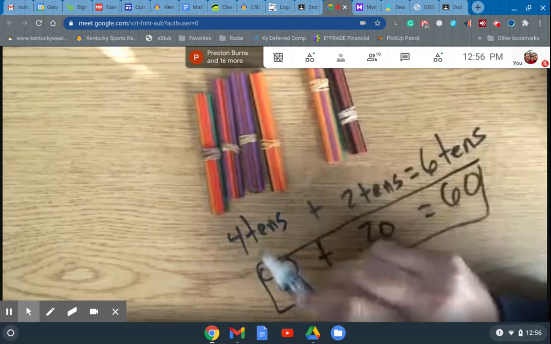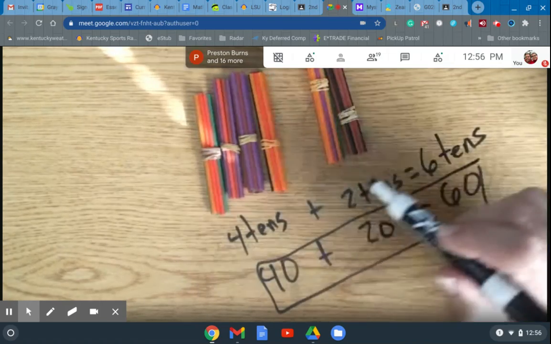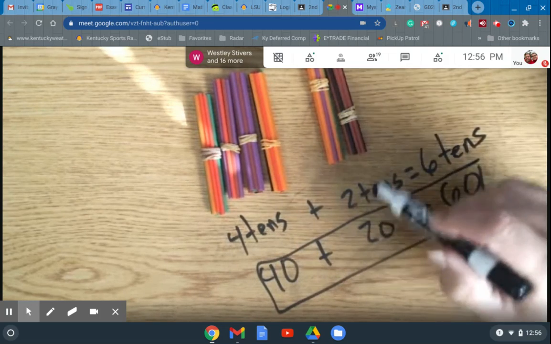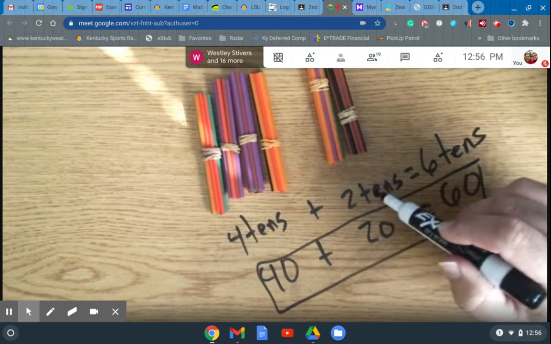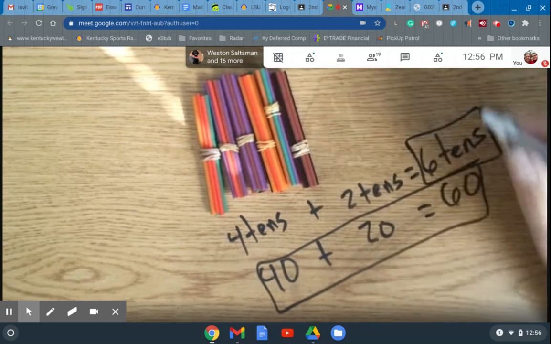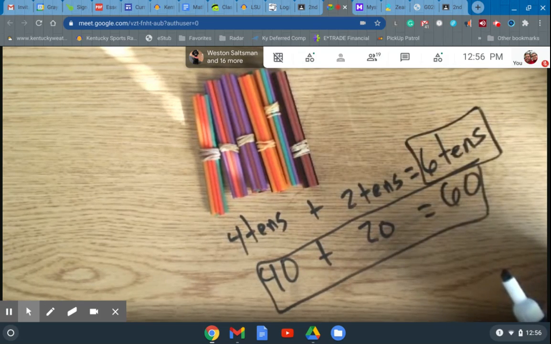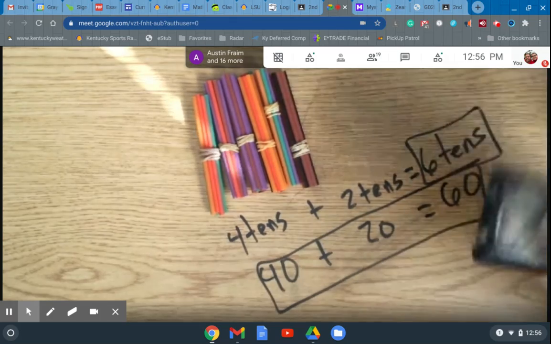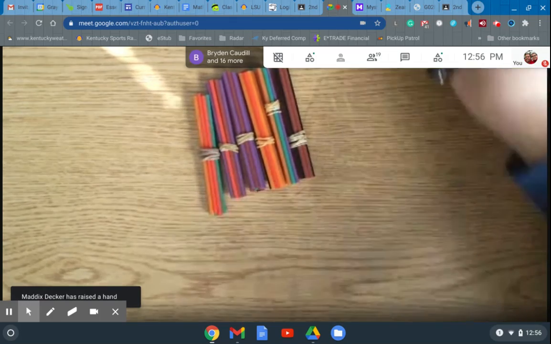Okay. This is what it looked like before. I added this, and that's what this looked like that I added. And when I put them all together, this is what it looked like. Okay. All right, any questions about what we've done so far? Any questions? Jace?